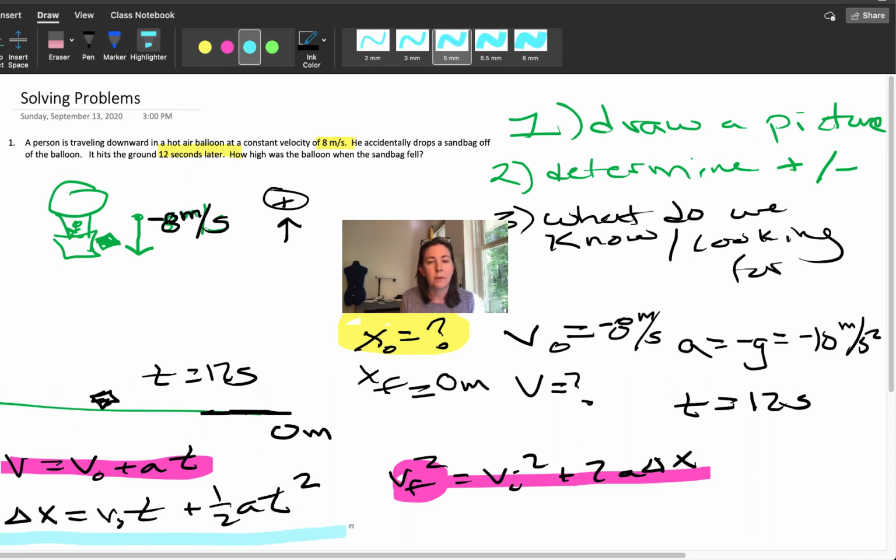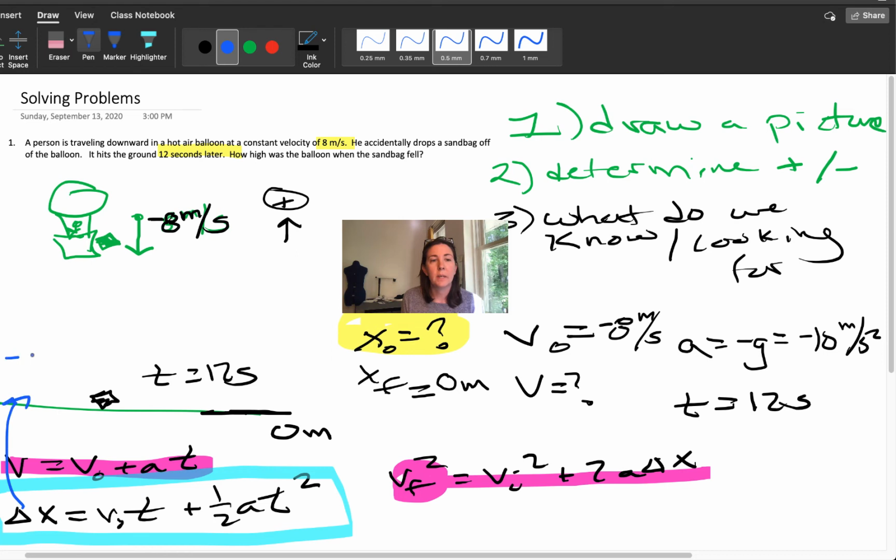This is probably my favorite equation of the kinematics. So we're going to use this equation, and then we're just going to plug in the numbers that we know. Remember again, delta x is just x final minus x initial. And so if the final position is 0, then this is going to be negative the initial position. So once we write down what we know, what we're looking for, 4, we pick an equation. And then 5, you solve.